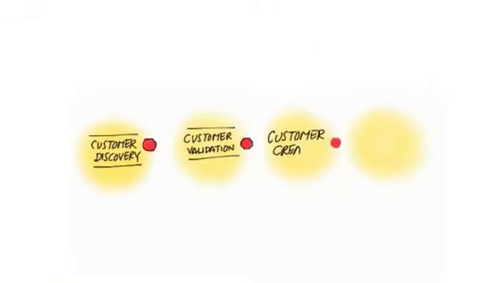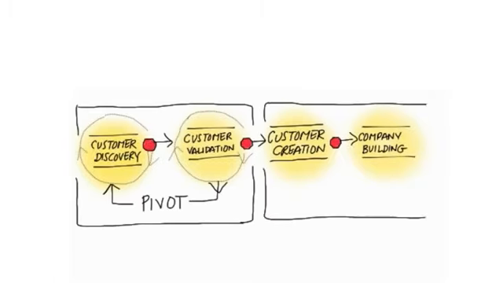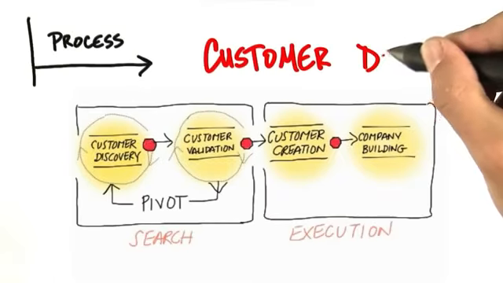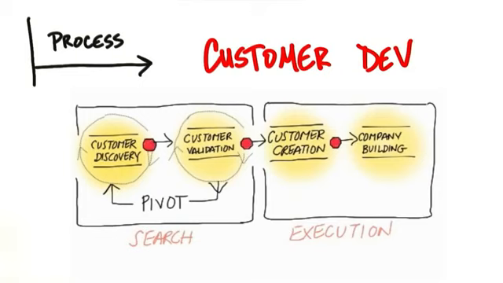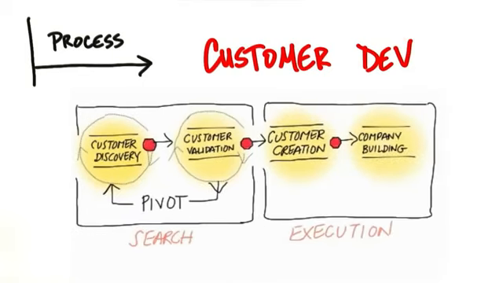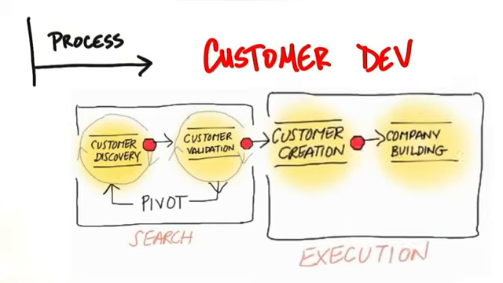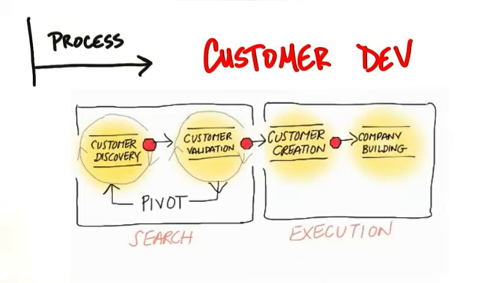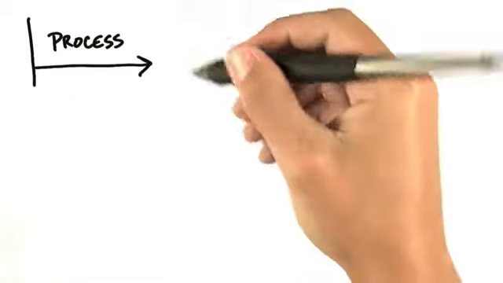This search for the business model, this search for the truth, is called customer development. And customer development really has two pieces, the search and its execution. And in this class, we're going to be talking about the first two steps, customer discovery, customer validation, the pivots that connect them, and then if you're so lucky, we actually get to execute your business model in customer creation and company building.